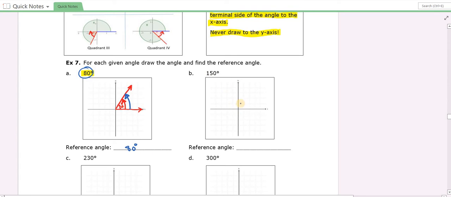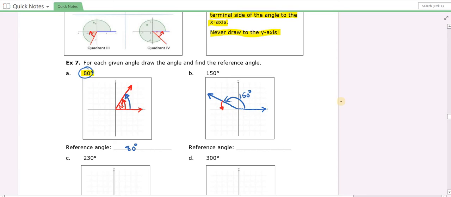150 degrees is a little bit shy from 180. So here is our initial side of the angle, and this is the terminal side of the angle. This is the angle 150 degrees. To figure out the reference angle, we're going to draw from the terminal side to the x-axis. So this is our reference angle.